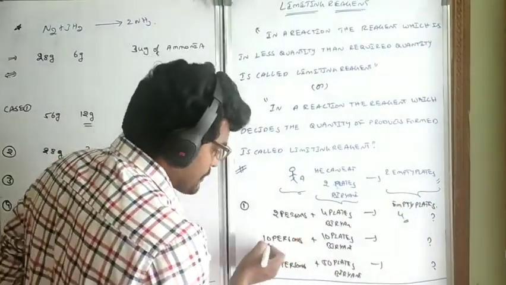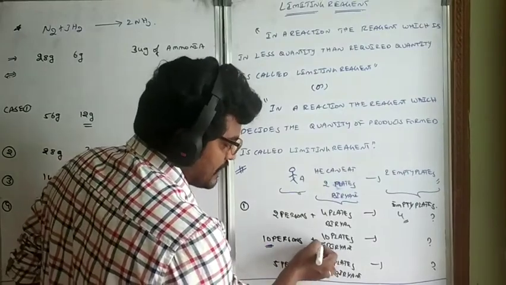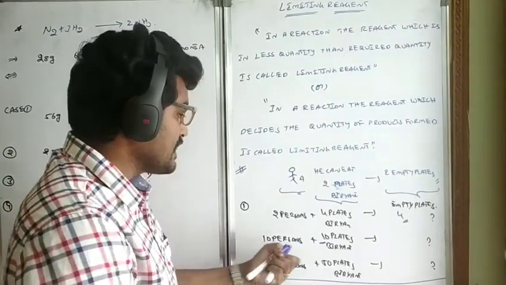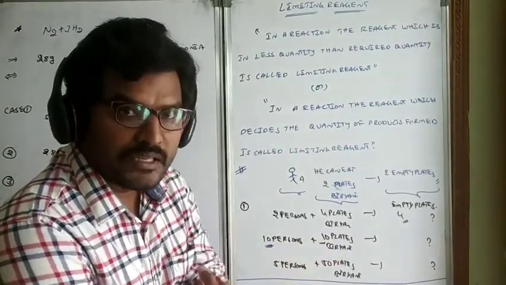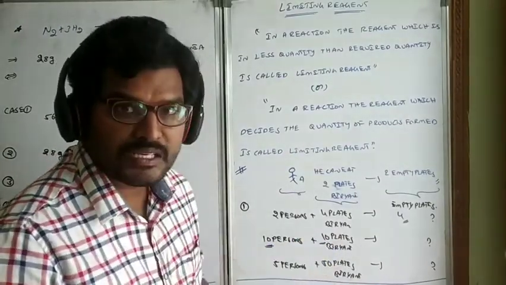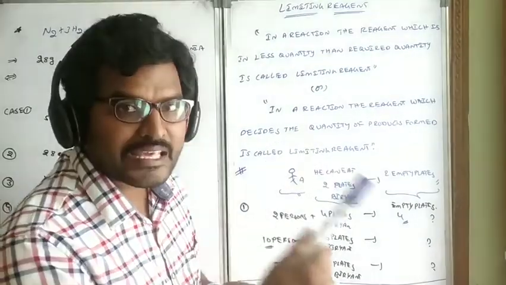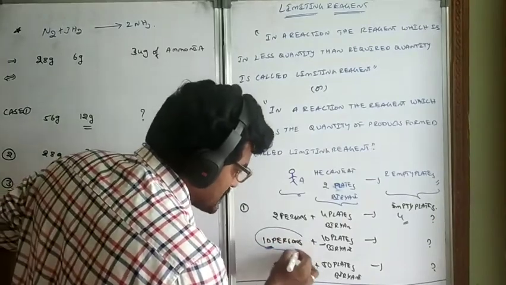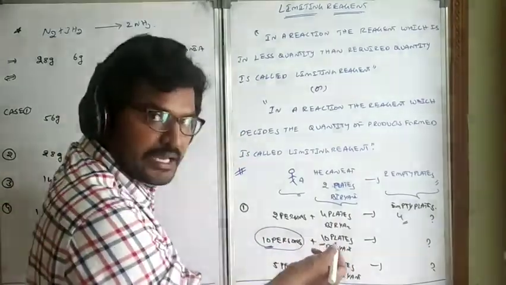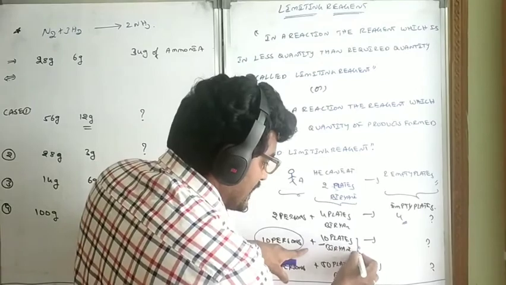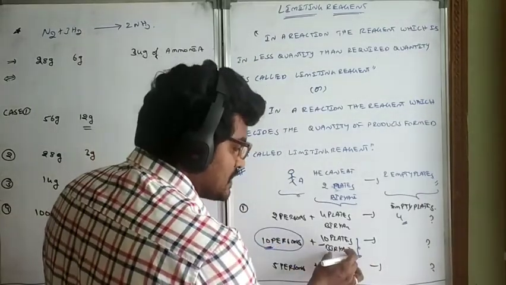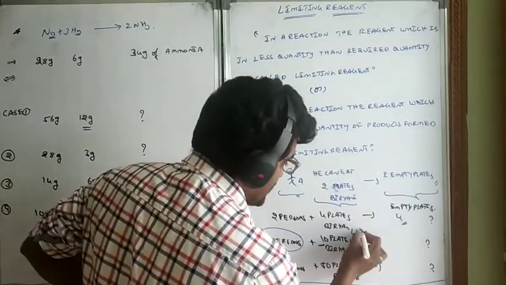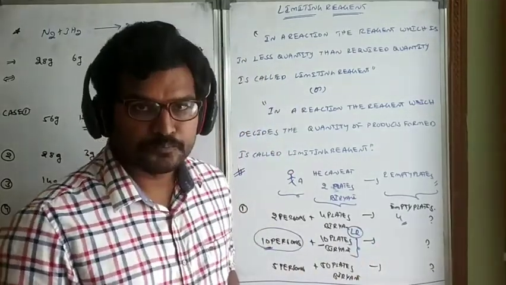But here you see, 10 persons are there, 10 plates of biryani is there. But originally, 10 persons require 20 plates of biryani, right? But here only 10 plates of biryani is there. That means which is in extra and which is in less quantity than the required? 10 persons require 20 plates of biryani, but only 10 plates of biryani is there. That means this is in less quantity than the required quantity. That's why this will become the limiting reagent.